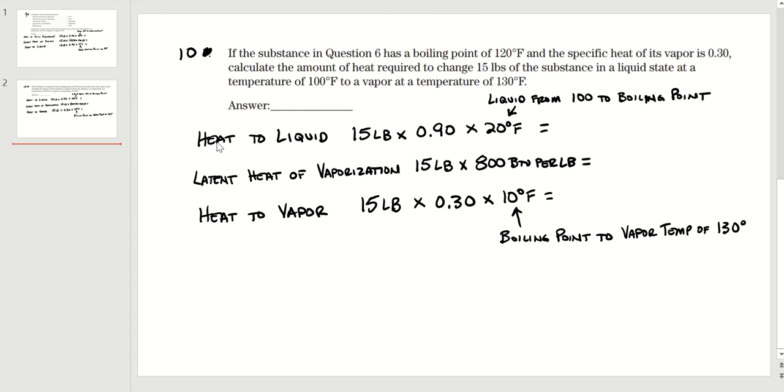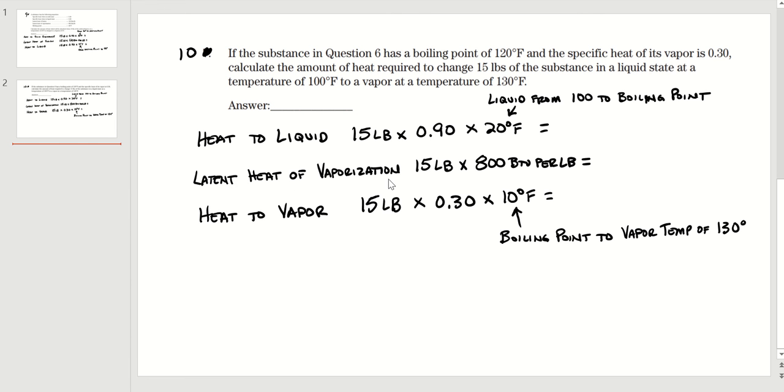To heat this from a liquid, 15 pounds of liquid, we need to know the boiling point is actually 120 degrees. So we're raising it from 100 degrees to 120. And back on question number 9, you saw that the specific heat in a liquid state is 0.9. So it's 15 times 0.9 times 20.